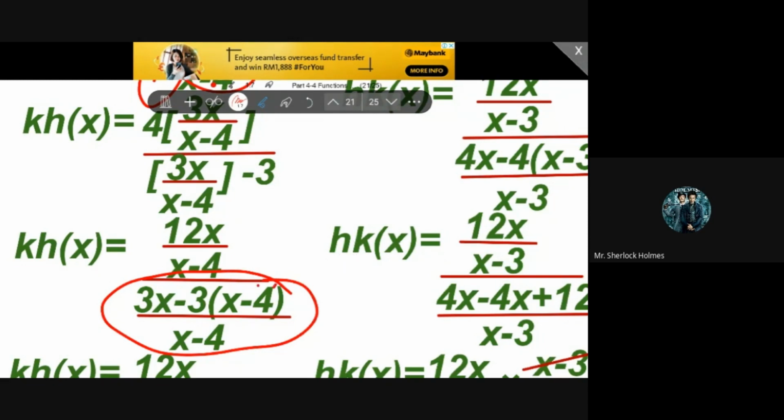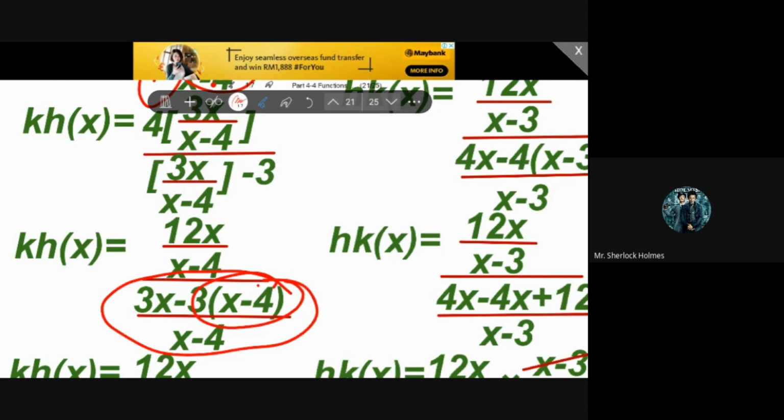Make sure you put the bracket here because negative times inside negative tu akan jadi positive. So jangan lupa bracket. So if you understand, can comment. I'll proceed to the next working. Can you understand, Adam? Want to make sure you really understand only, that's all.